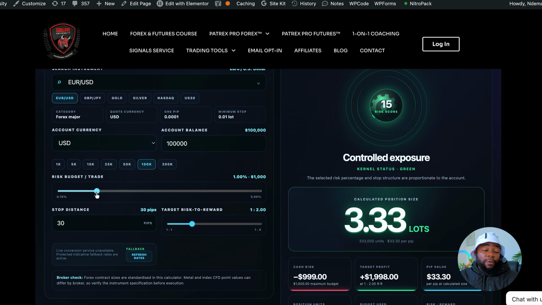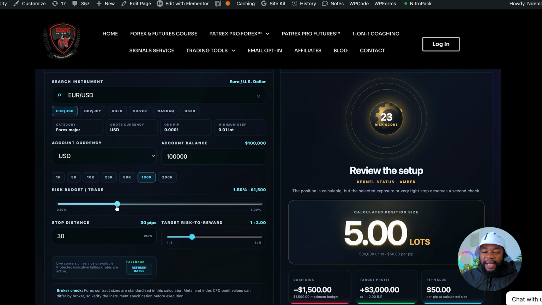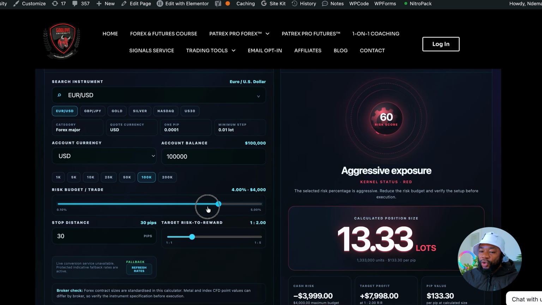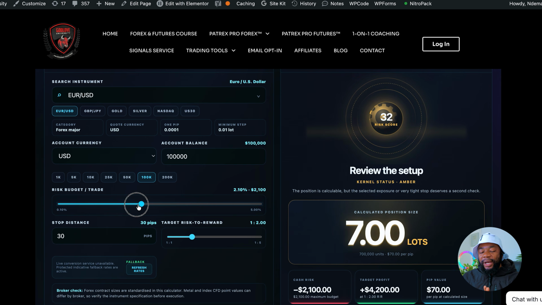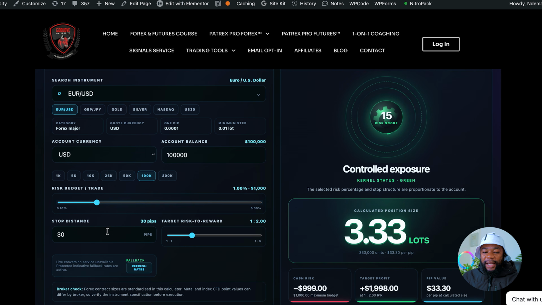Risk per trade, I'm risking 1% of my account. I always stick, if you're still a beginner or even as an advanced trader, I still stick to 1% risk per trade. You can slide this up and down, and you can also see the lot size is changing and the risk score is changing. Make sure you always stay on green, because you can see the more I drag this, it becomes red. Please don't go to red. When you go to red, it means you're risking too much and you can easily blow your account. Always stay on green. And I'm going to stay on 1% risk per trade.